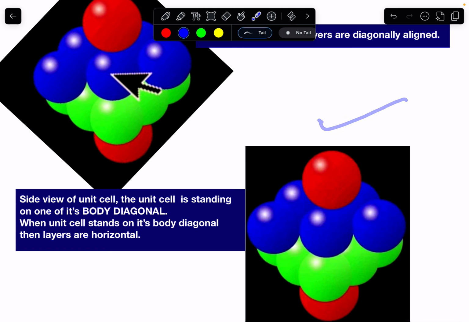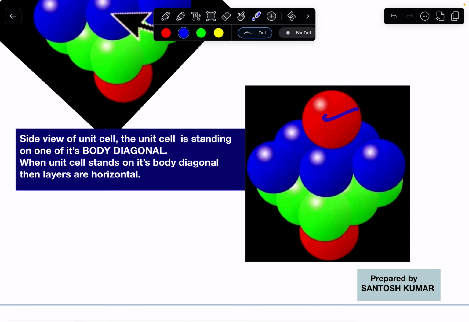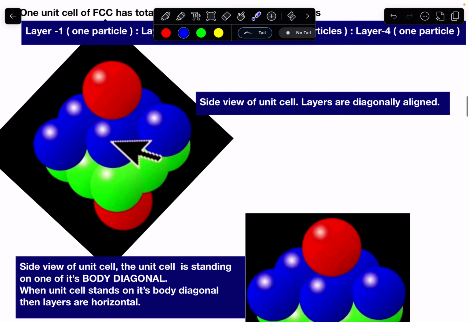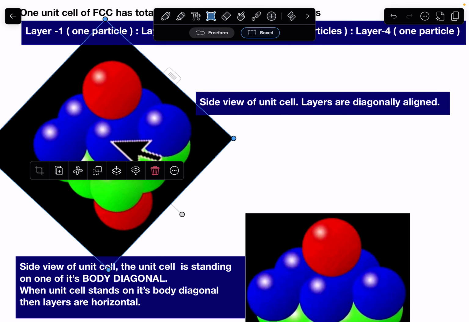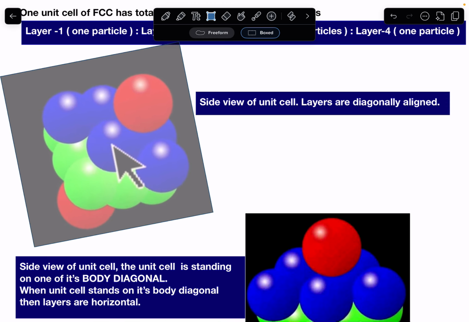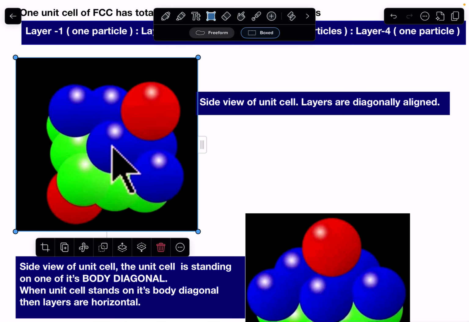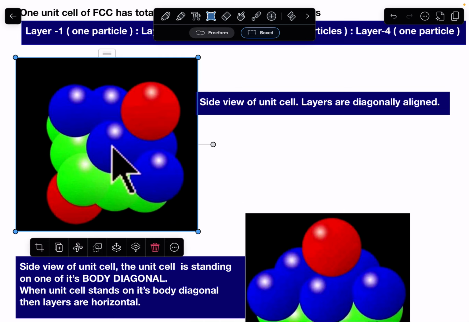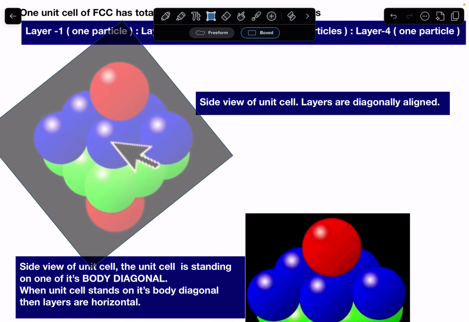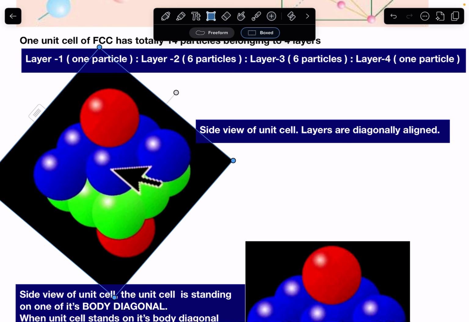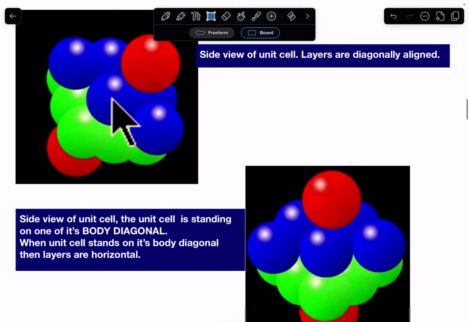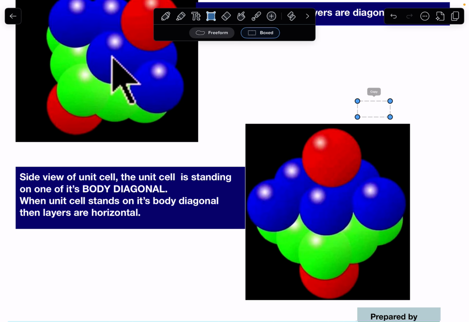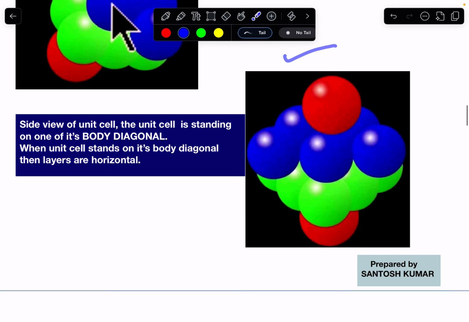In this, you can see the unit cell is standing on its body diagonal. So here, when the unit cell is standing on one of its faces, you can see the layers are diagonal. If you turn this unit cell like this, and if it is allowed to stand on one of its body diagonals, the arrangement will be like this. Now the unit cell is standing on one of its body diagonals.